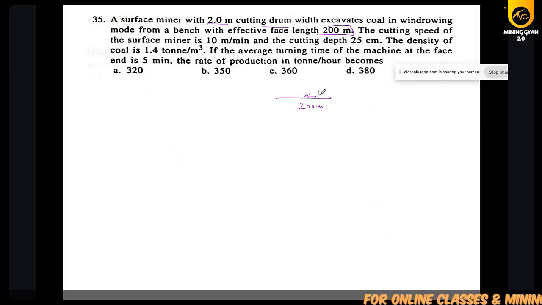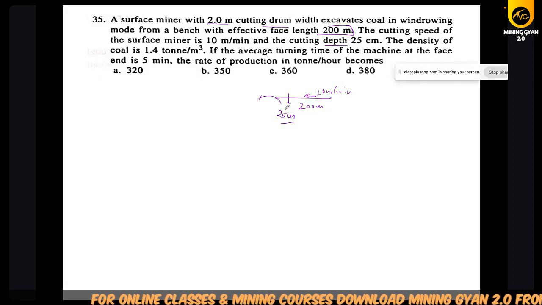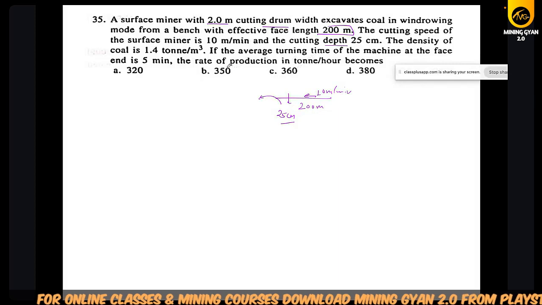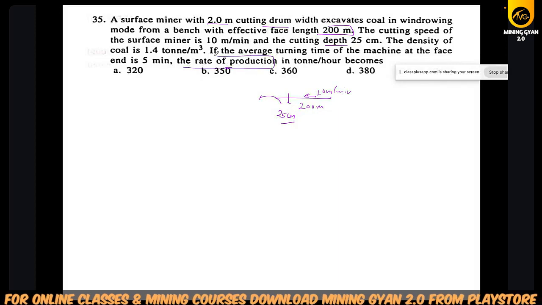Then the cutting speed is 10 meter per minute, okay. And the cutting depth is 25 centimeter, okay. The density of the coal is 1.4, and we have to find out the rate of production, okay. We have to find out the rate of production.